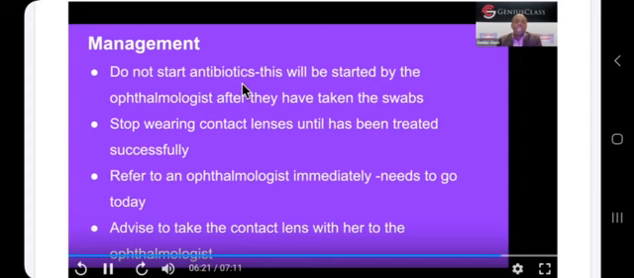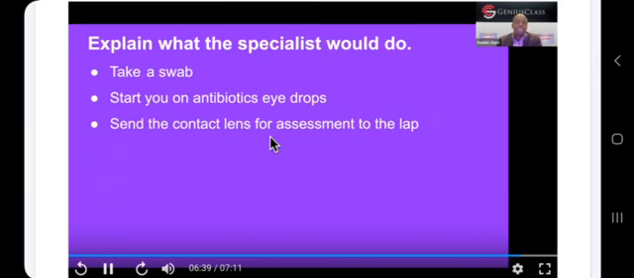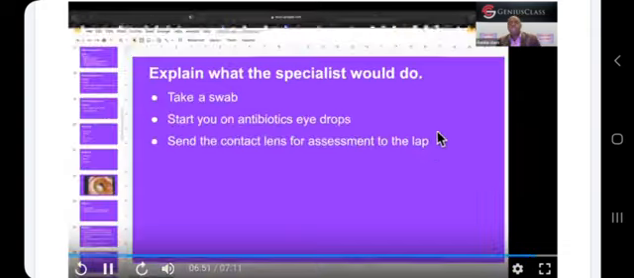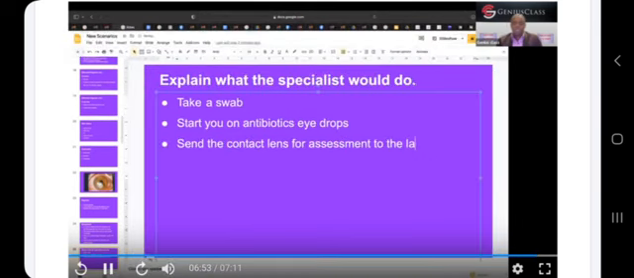Don't start antibiotics. This will be started by the ophthalmologist after they have taken some swabs from the eyes. Usually it involves the use of antibiotic eye drops. Advise her to stop wearing contact lenses until she has been treated successfully. So again, what will the specialist do? The ophthalmologist will take some swabs, start antibiotics after taking the swabs, and send the contact lenses to the lab for assessment.